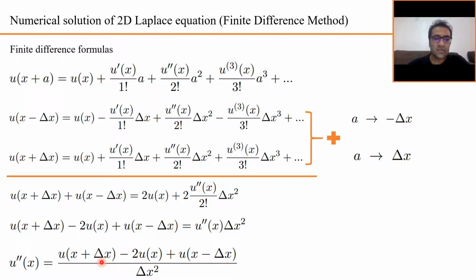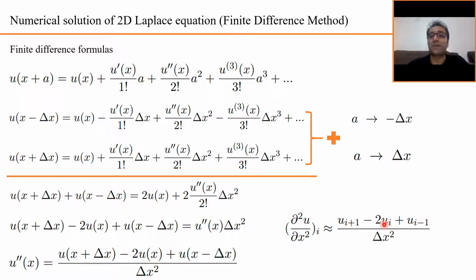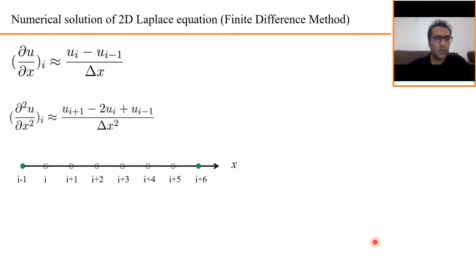If I express it using the indexes, it says that the second order derivative of the function with respect to x at the point a is the value of the function at the next point, minus 2 times the value of the function at the present point, plus the value of the function at the previous step, divided by delta x squared. So we define the first derivative and the second derivative in the finite difference method.